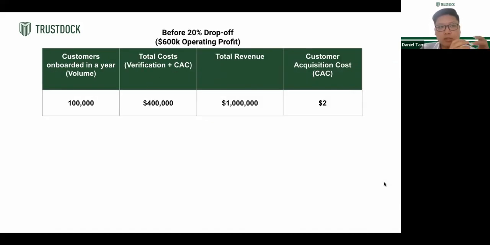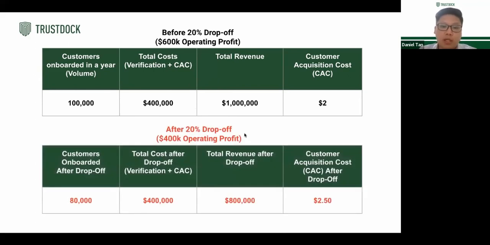If that didn't make sense to you, or it was a little hard to really understand what all of that meant, no worries. This is just a very quick summary of what I just mentioned and what it really impacts the business. So this was before the 20% drop-off was implemented. The total operating profit was 600,000. So the verification cost of 400,000 and the total revenue of $1 million, it comes to a 600,000 operating profit.